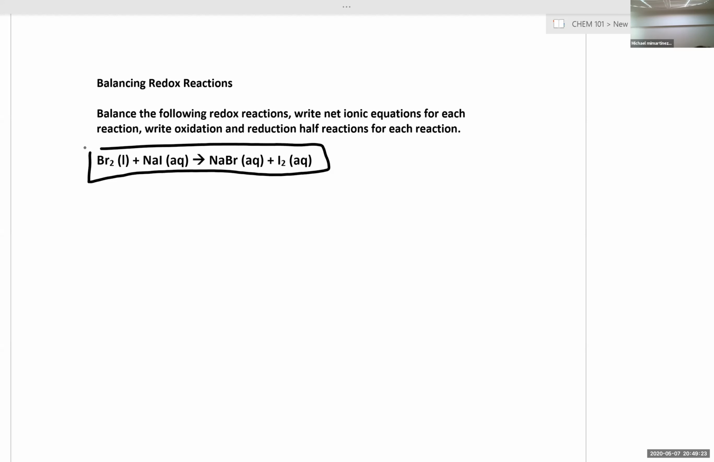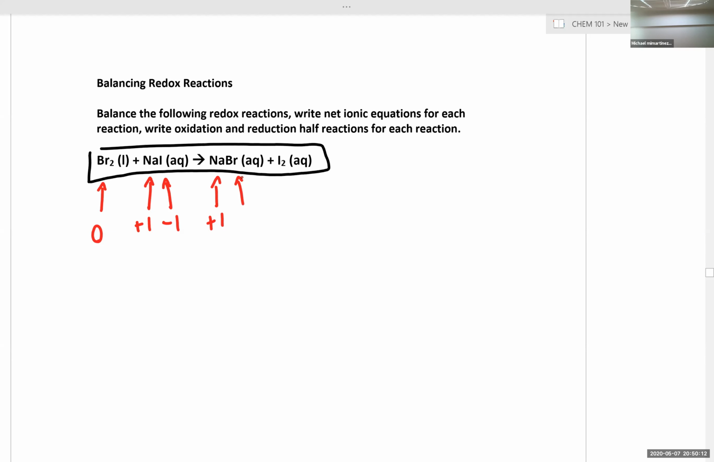Okay, so let's discuss this example. First and foremost, before we do anything, we need to assign oxidation numbers. In elemental bromine, what is the oxidation number of bromine? 0, yeah. What about sodium? What's the oxidation number of sodium? +1. What is the oxidation number of iodide? -1, exactly. Sodium, again, is +1.